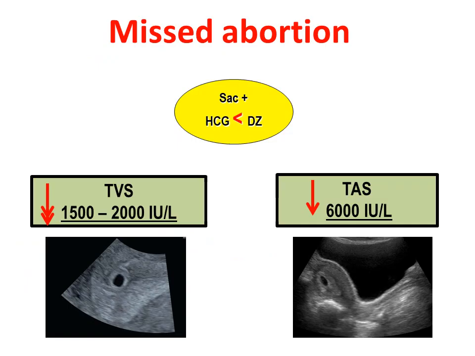Again, the discriminatory zone shows you that the beta-HCG level is less than you know. You know that by transvaginal sonography, the level should be 2000 units per liter, transabdominal 6000 per liter, but the result comes with lower than these levels. And you see a sac in utero. This is a case of missed abortion. This is a sure diagnosis of missed abortion. A sac without high level of beta-HCG.